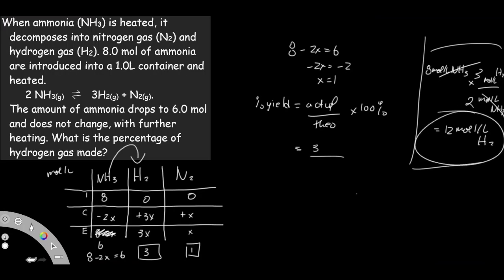So this is our theoretical. We should be getting that. Unfortunately, we only got 3. All you need to do now, 3 divided by 12 times 100%, obviously that's going to give you 25%. This would be the answer.